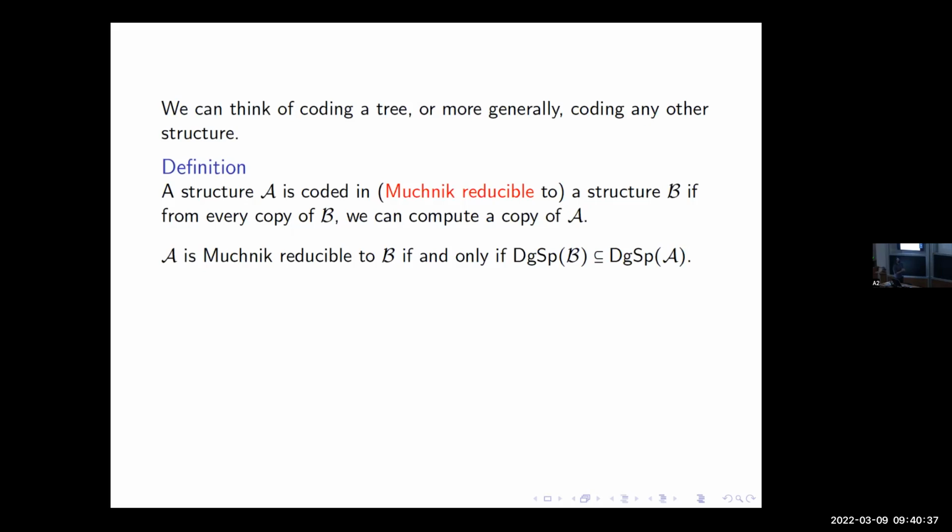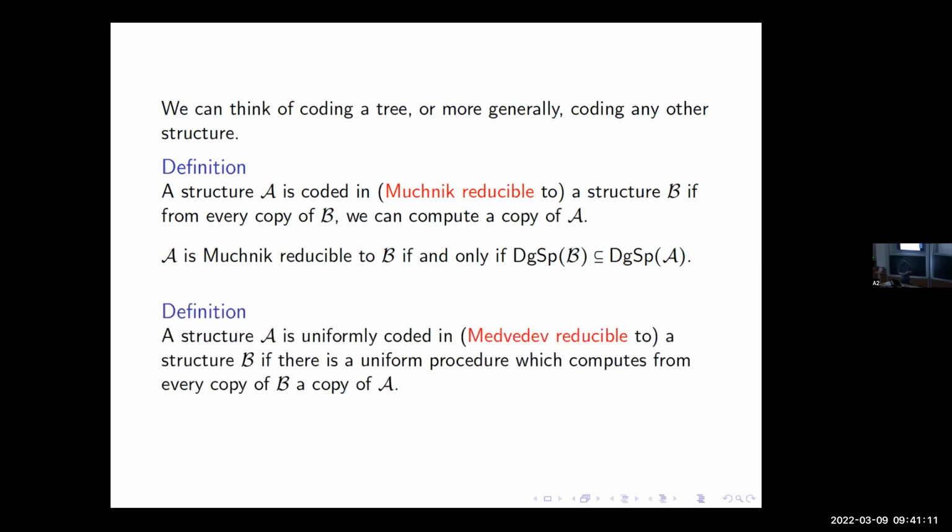So, okay, what do we mean by coding a tree? Or more generally, a tree is a structure, so maybe it makes sense now to hop to what it means to code a structure. I'm going to say a structure A is coded in a structure B, which is classically called Muchnik reducible to B, if from every copy of B, you can compute a copy of A. In terms of degree spectrum, if every copy of B computes a copy of A, then the degree spectrum of B is contained in the degree spectrum of A. And that's exactly the same thing.